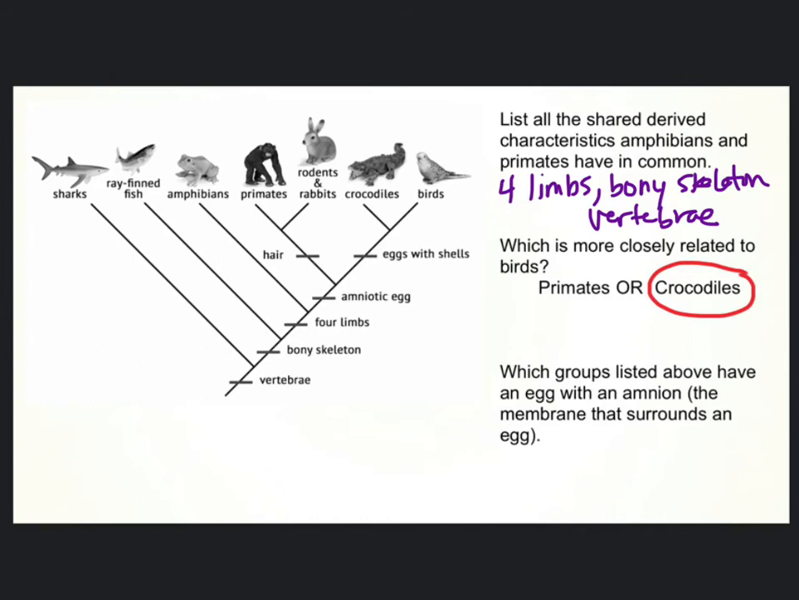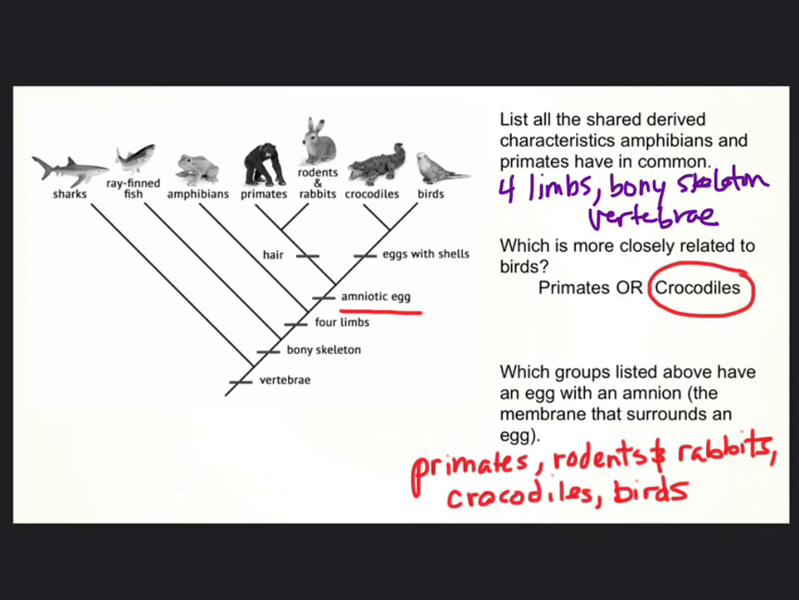Do humans have an amnion? You ever heard of amniotic fluid? Human eggs have an amnion. That membrane becomes the sac in which a human develops. And it's got fluid in it. That's an amnion. So, which groups have an amniotic egg? I've got primates, rodents, and rabbits, crocodiles, and birds.